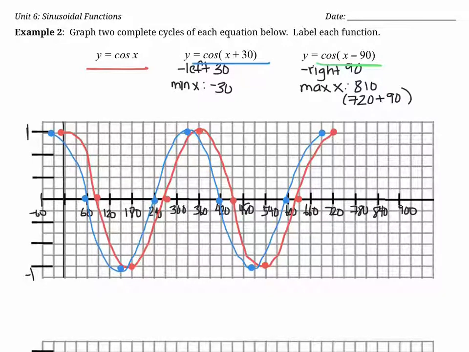So our first point will be here. That one's a little off. Let me make that better. There we go. 3 squares over. And now that we have all the points plotted, we can just connect them. And you should get something that looks like this. Now we can quickly add our labels. And now that we have all 3 graphs graphed, we can answer the quick questions below.